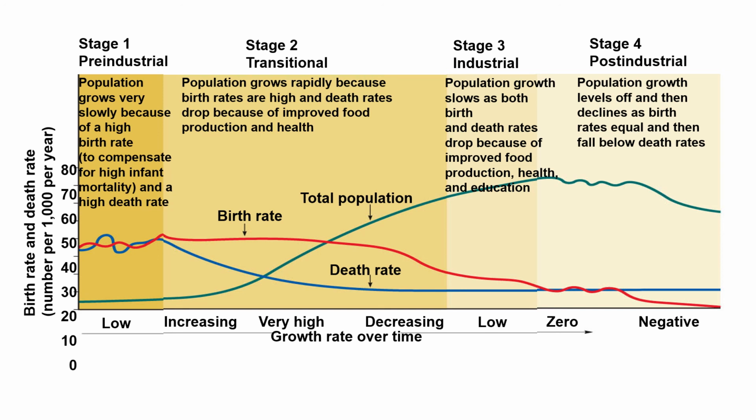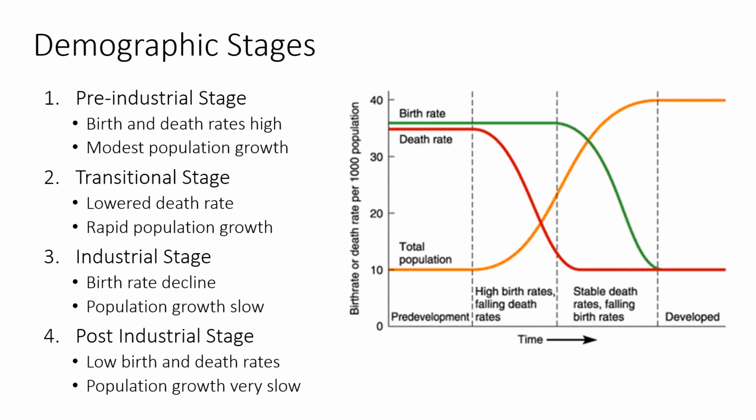So population is growing really slowly, and then the population grows rapidly due to improved health and food production. Then the population growth is slowing because of food production, health, education, and then finally population levels off and then starts to decline. And lastly, we have yet another explanation of the demographic stages. 1, 2, 3, 4. And thus concludes our very long PowerPoint of human populations.